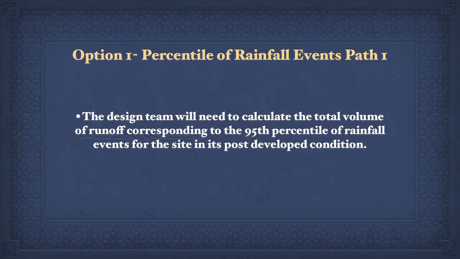The next major step for option 1 is to calculate runoff volume to be managed on site. The design team will need to calculate the total volume of runoff, either in cubic feet or cubic meters, which corresponds to the 95th percentile of rainfall events for that site in its post-developed condition. This is the amount that the project will need to manage entirely on site through green infrastructure and low-impact development techniques.